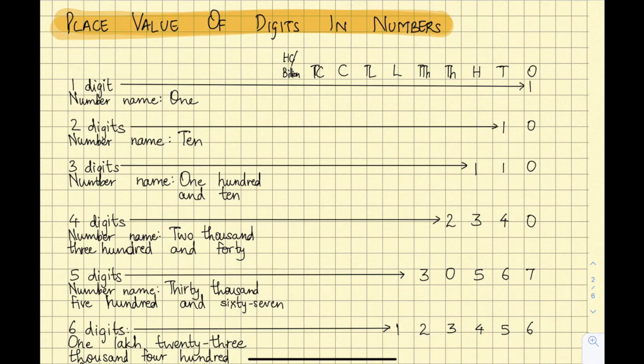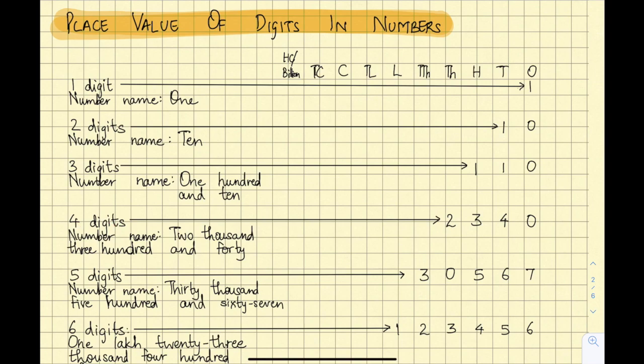Now when we write the one digit number, so I have written it as 1, the number name is 1. When I have written a 2-digit number, I have written the digits as 1 and 0, so 1 and 0 is 10, the number name is 10. When I write 3 digits, I have written here the digits 1, 1 and 0, so we get it as 110. So we write the number name as 110.